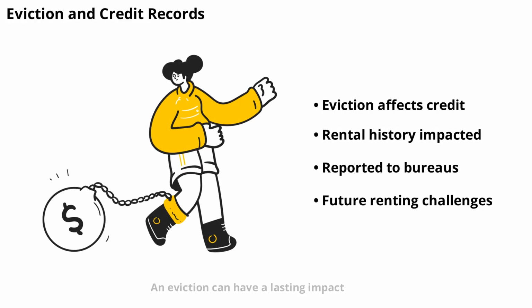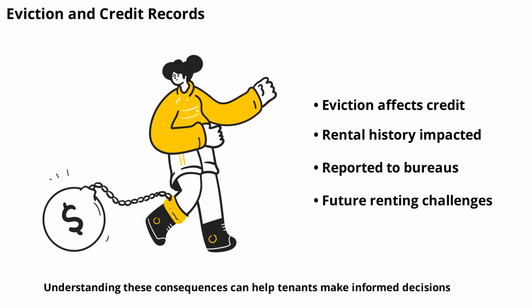An eviction can have a lasting impact on a tenant's credit record and rental history. Court-ordered evictions are often reported to credit bureaus, making it harder to rent in the future. Some landlords also check public records for past evictions. Understanding these consequences can help tenants make informed decisions and possibly negotiate with landlords before the process reaches court.